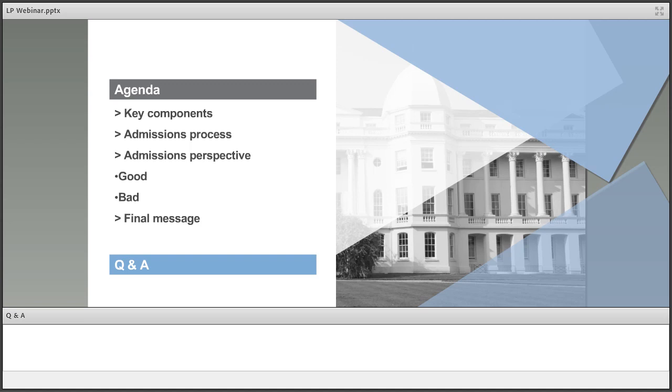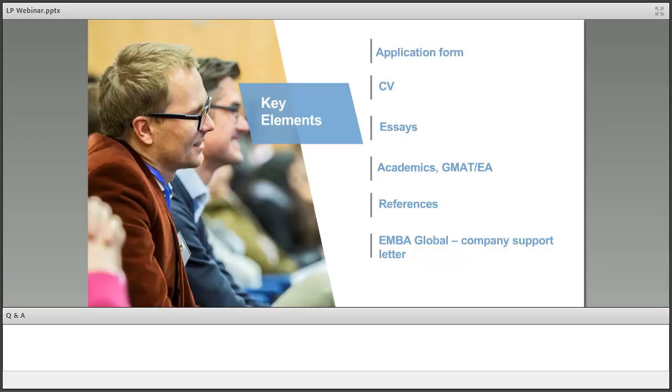And then finally, we'll end it on a final message. So what our last tip or advice to you when you're doing your application, the things to keep in mind. And then we'll finally end with the Q&A session where you can ask us any questions that you might have based on the programs or the application itself.